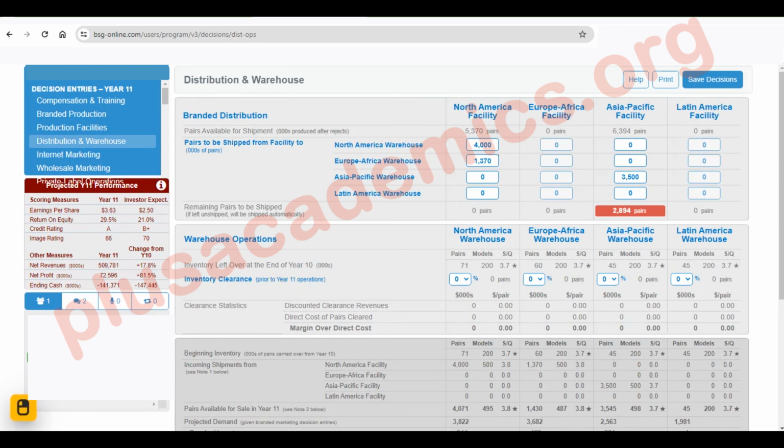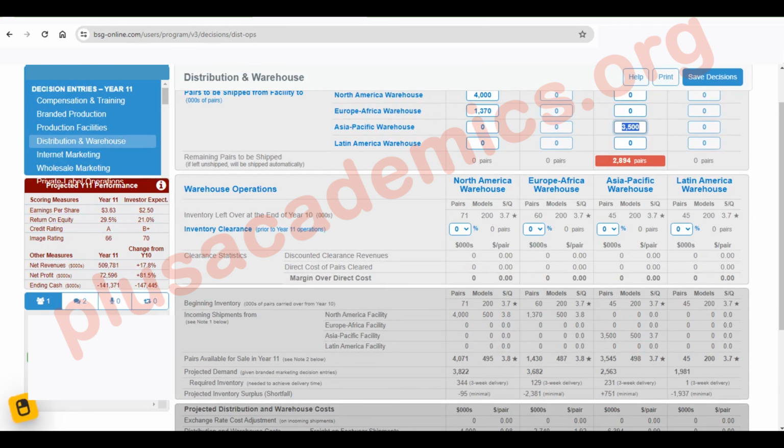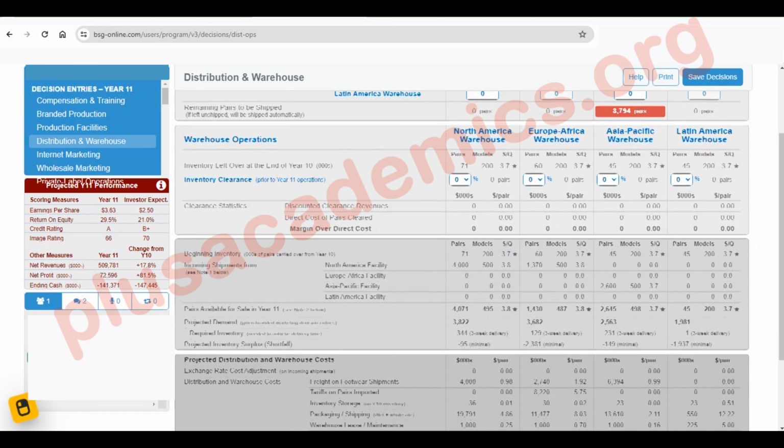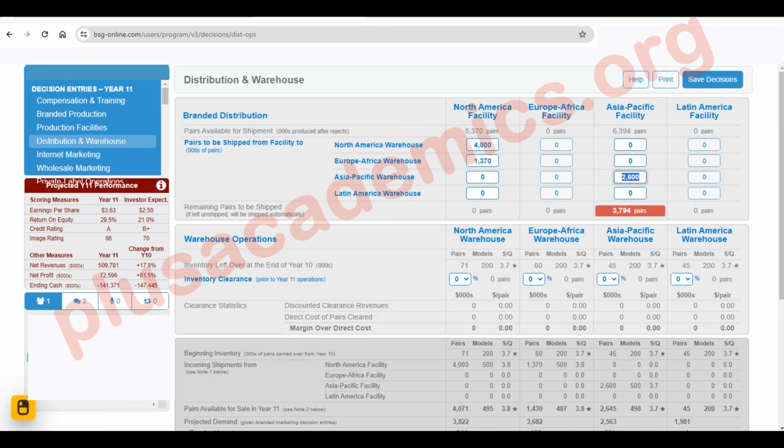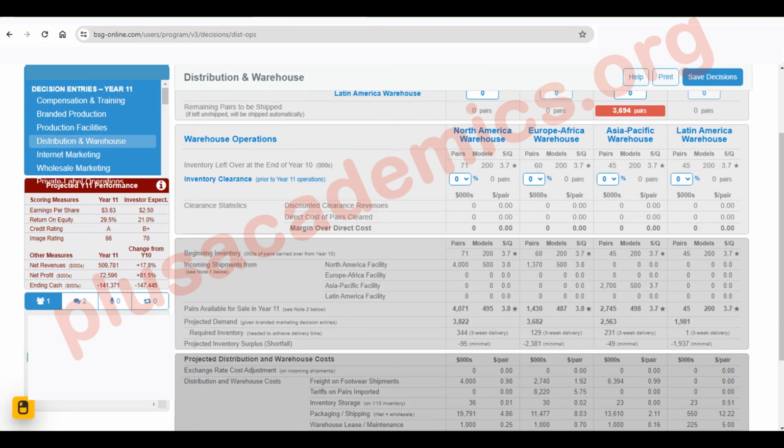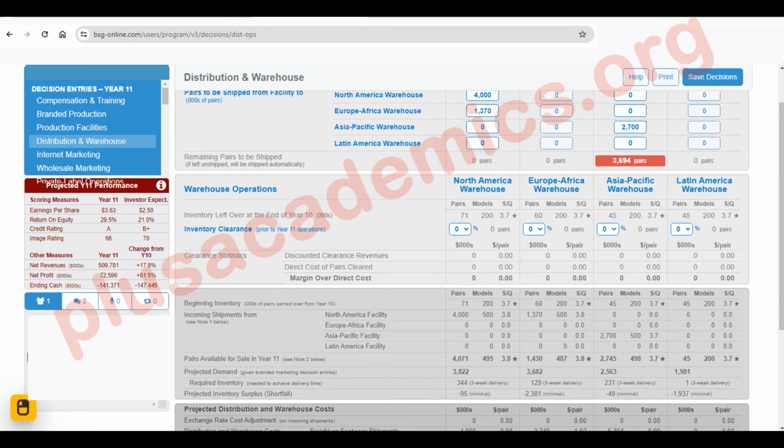Okay, now we can go to the Asia Pacific facility. We are reducing to 2,600, and further let us change to 2,700. Okay, so from the Asia Pacific facility to Latin America, we are sending about 3,000.